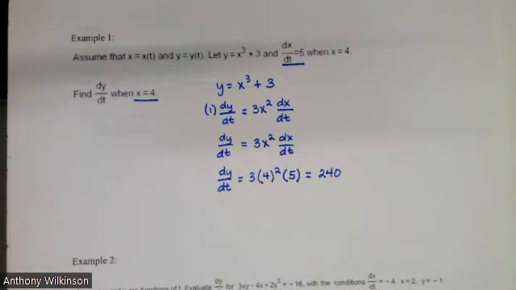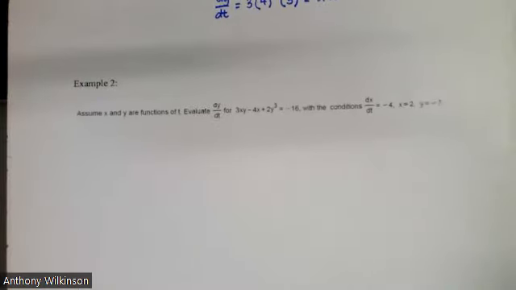Here's another example. Assume x and y are functions of t. I'm going to evaluate dy dt for 3xy minus 4x plus 2y cubed equal negative 16, with the conditions that dx dt is equal to negative 4, x is equal to 2, and y is equal to negative 1.